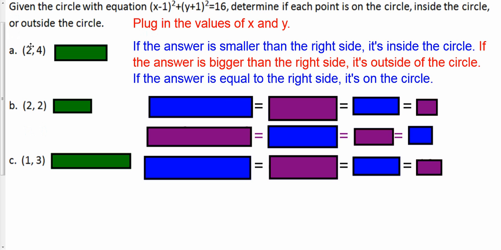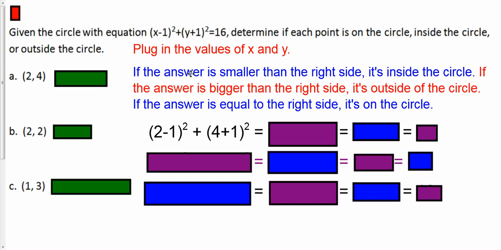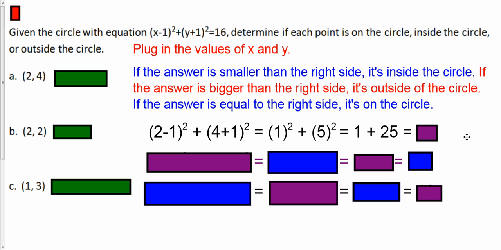For A, we've got 2 and 4. So plug that into our equation here. 2 is our x value, 4 is our y value. 2 minus 1 is going to be 1. 4 plus 1 is going to be 5. 1 squared is 1. 5 squared is 25. 1 plus 25 is 26. And 26 is much bigger than 16, so it's going to definitely be outside of the circle.